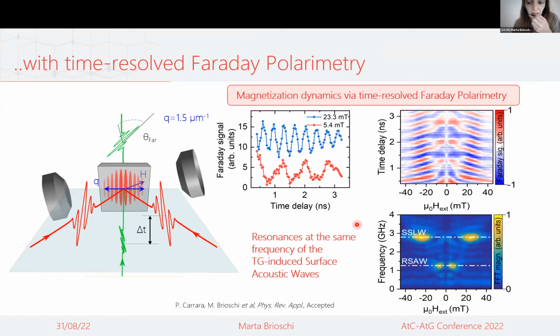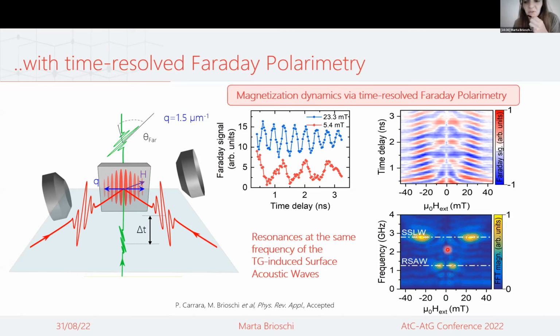So, if you change the geometry of your experiment, so if you tune the angle between the two pump pulses, you're able to change the frequency of your acoustic waves. And so you can basically shift these resonances in both frequency and magnetic field. And this is quite useful if you want to compare your acoustically driven FMR results with standard FMR experiments.